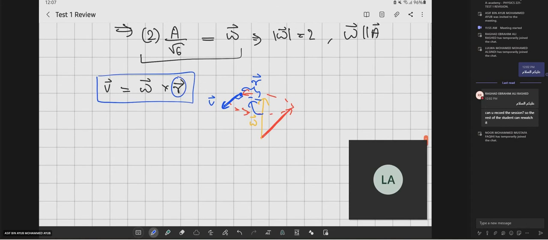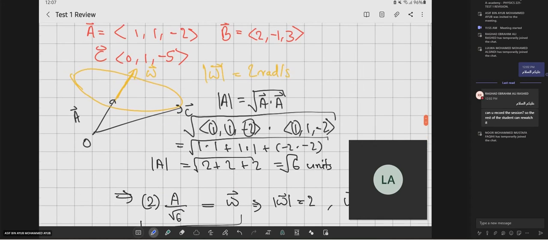Now, we also have to find R. In this figure, what do you think R is? Anyone want to have a guess?